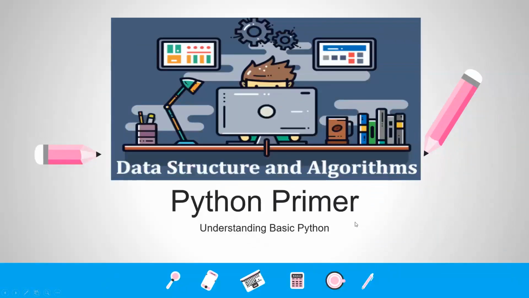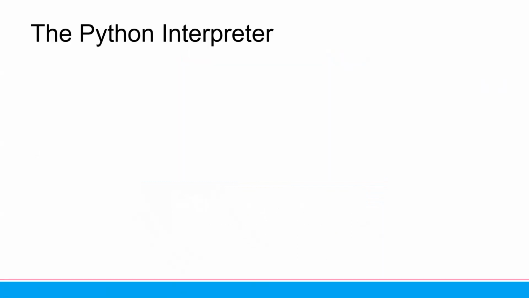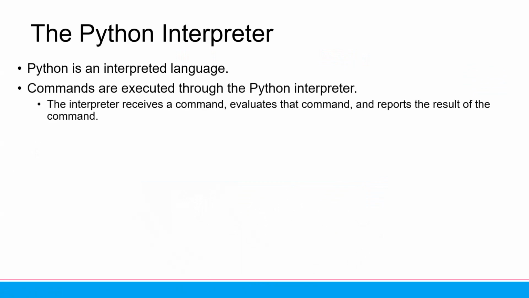Before we understand all the data structure and algorithm, it is good to understand the Python. And in this slide, I would like to explain the basic Python. Python is a kind of interpreted language. So every command is executed through the Python interpreter. It means the interpreter receives a command, evaluates that command, and reports the result of the command.